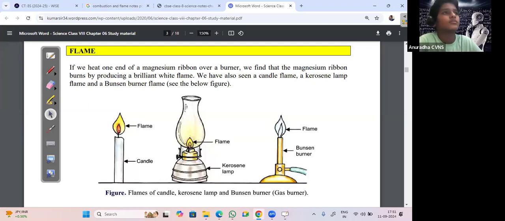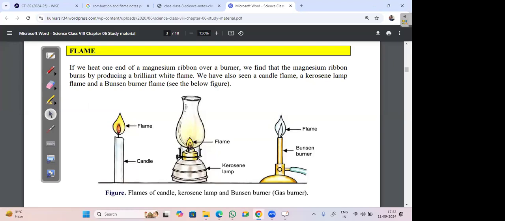It is required to be kept in airtight containers. If you expose it to air, it will start burning. Now for the flame. Flame is basically the region where the gases burn. First of all, you will have the gases or the vapors being formed, and wherever those gases or vapors burn, that region is called a flame.